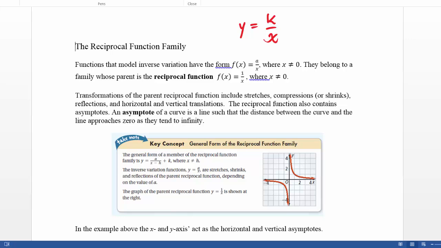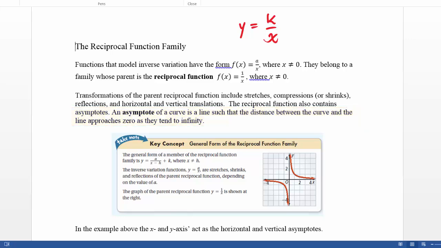Now, the main parent function that these all stem from is what we call the reciprocal function. And so we have 1 over x, with 1 being the smallest value for a over x. You can look down here in the key concept box and get a general idea of what that graph would look like. If you notice, as the graph, the red curve, gets closer and closer to the x-axis, it tends to get closer and closer but never cross or intersect. That is called an asymptote, and we reviewed asymptotes in the first semester. If you remember, the asymptote acts like a barrier.